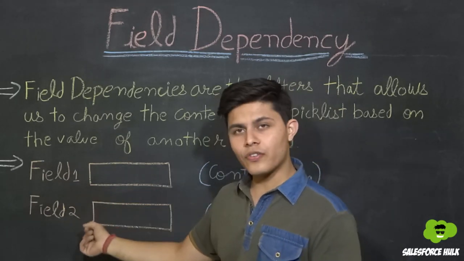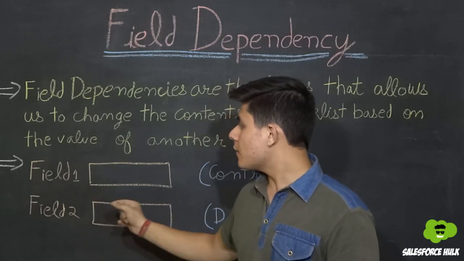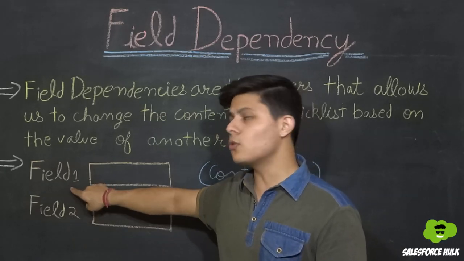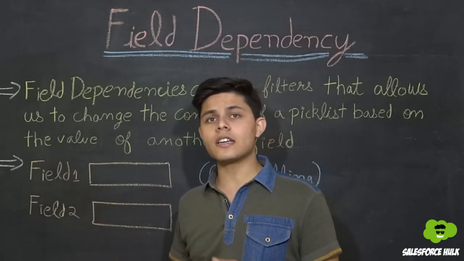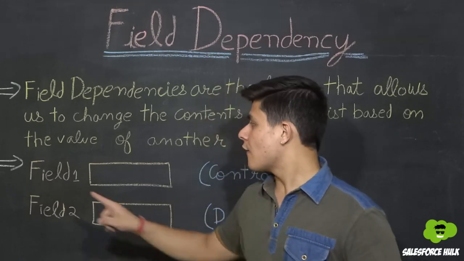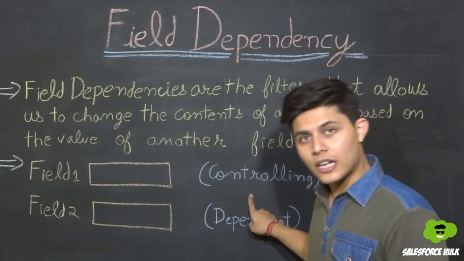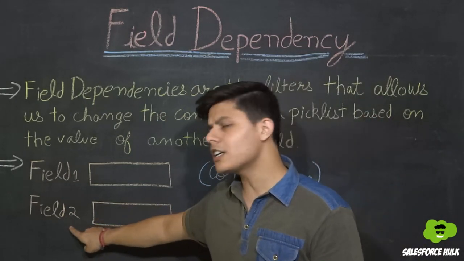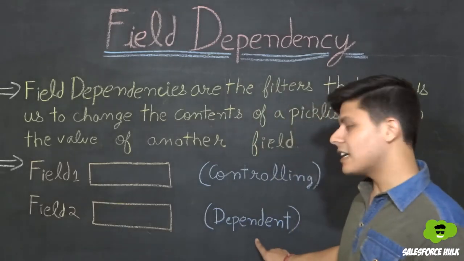Let's say there are two fields, field 1 and field 2. We want field 2's value to be controlled by the value of field 1. Then in that situation, we'll create a field dependency, and in that field dependency, we'll set field 1 as the controlling field, because this is the terminology we use in field dependency, and field 2 will be used as the dependent field.